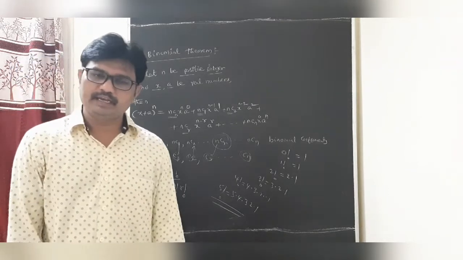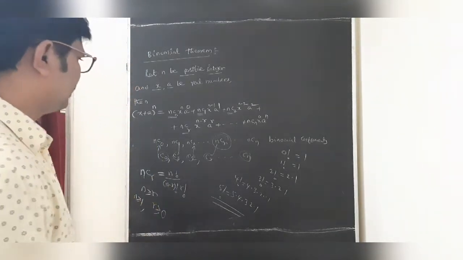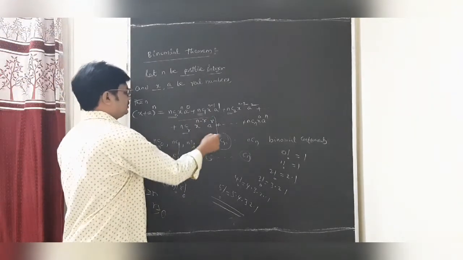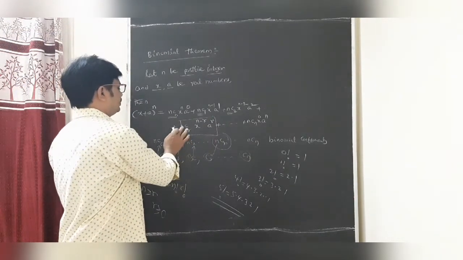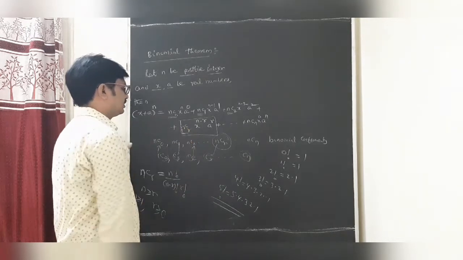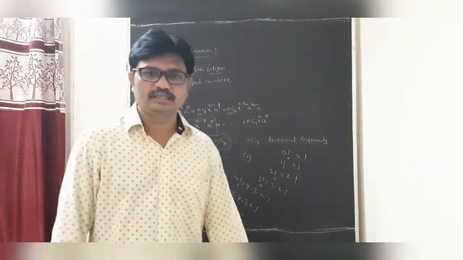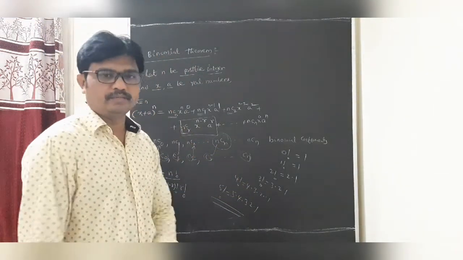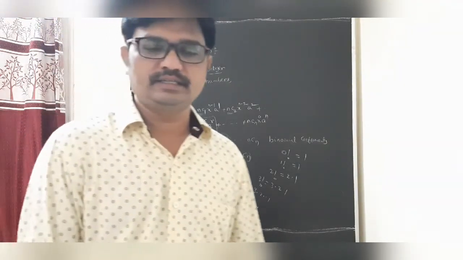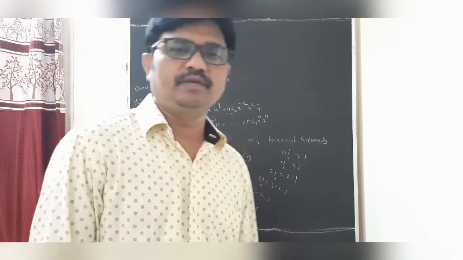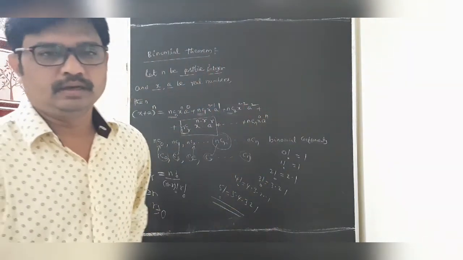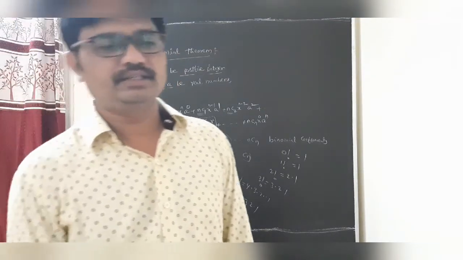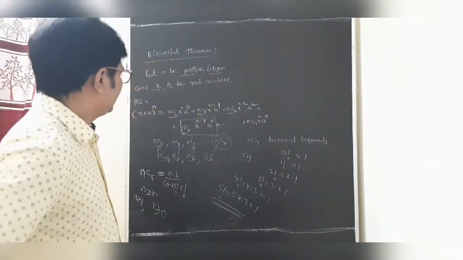This is the form nCr, n factorial divided by (n minus r) factorial into r factorial. Dear students, this term is called the general term. The proof is not necessary, students. We can prove it by the method of mathematical induction. I will explain it on the board at the time of board examinations. The proof is not necessary right now, so just remember it.